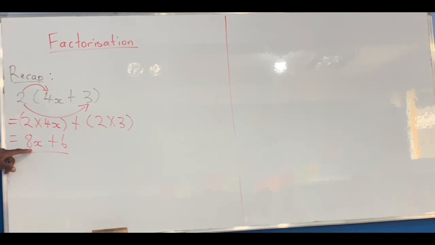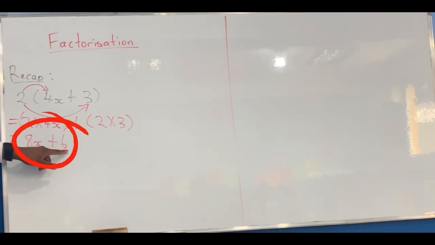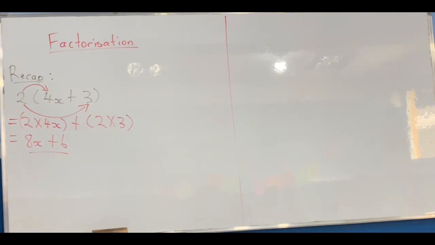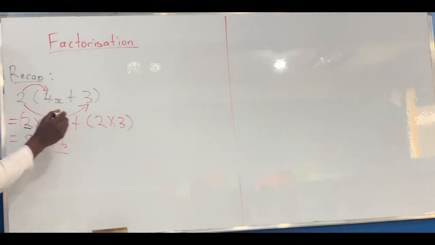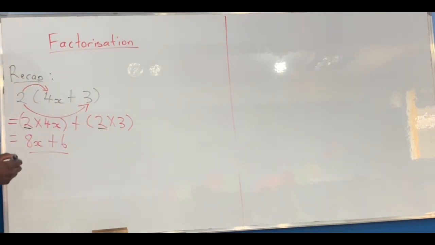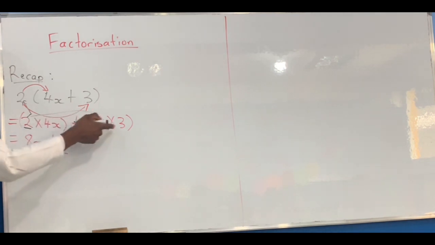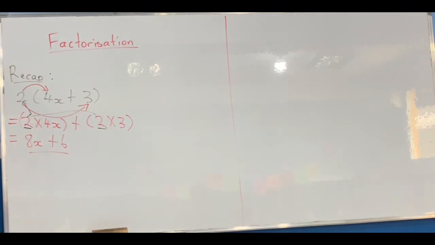So what do you see here? What's the commonality between 8x and 6? Okay, so if you can see here, there's 8 and there's 6. These are multiples of 2. If you look at the brackets here, you can see there's a 2 in the first bracket, a 2 in the second bracket. That 2 is the common factor. So this is the 2 which we had as the coefficient of the brackets in the first problem. This is why when we expand, we get our answer as 8x plus 6.